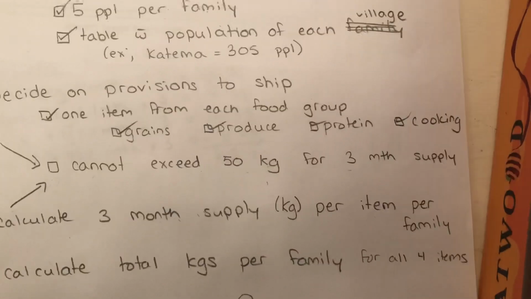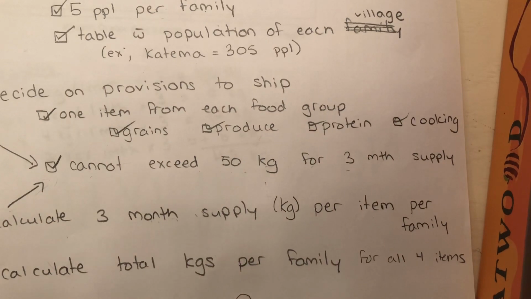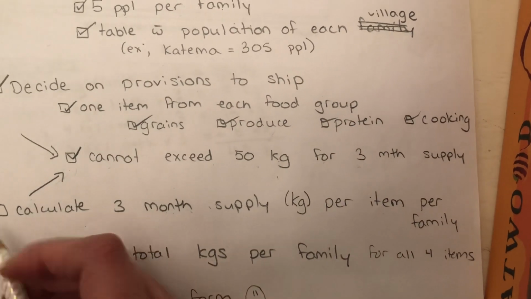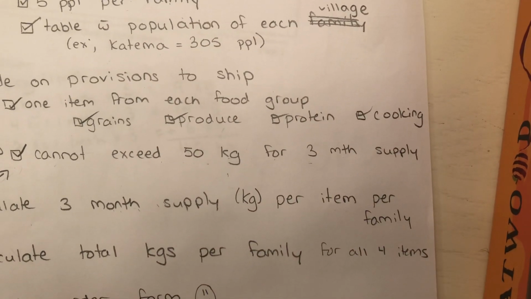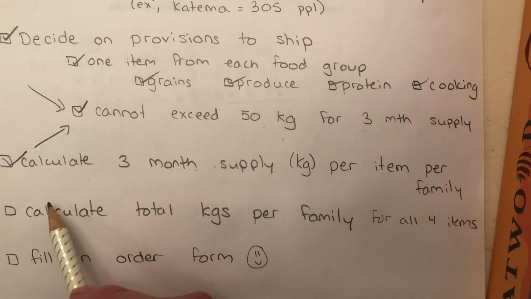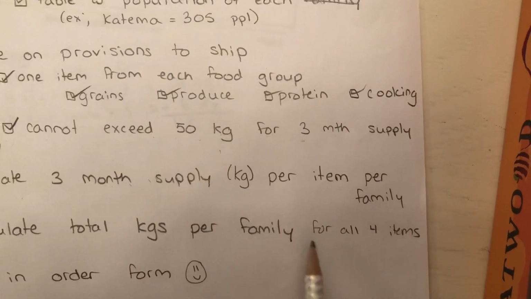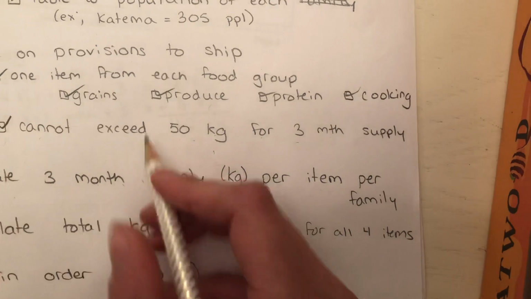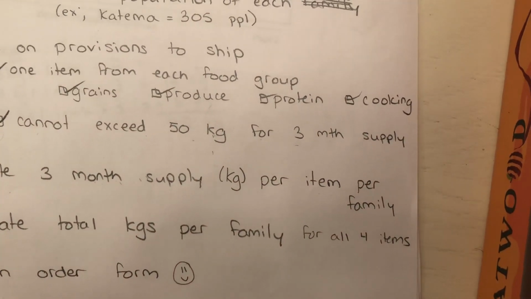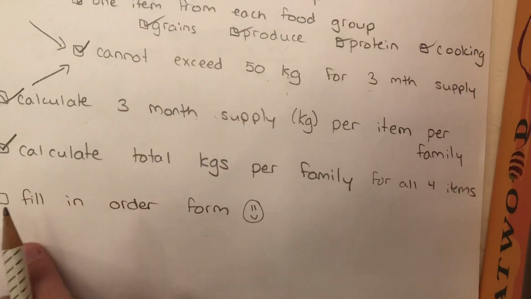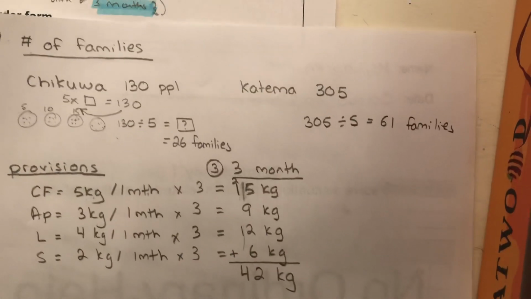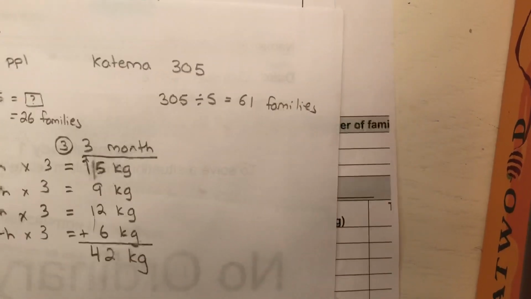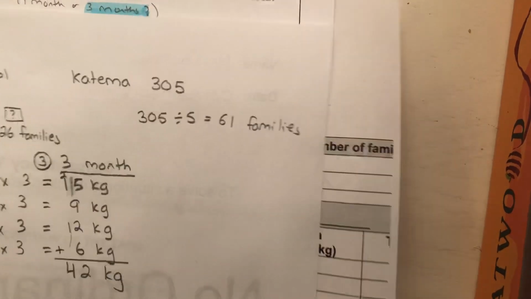If I go back to my checklist, I do not exceed 50 kilograms. And I did calculate the 3-month supply per item per family. And then just to double check, I did calculate the total kilograms per family for all 4 items together because I had to make sure it didn't exceed 50 kilograms. It wasn't more. My last step says to fill in the order form. So I'm going to start to do that. I have all my calculations in front of me and I can start to fill in my order form.